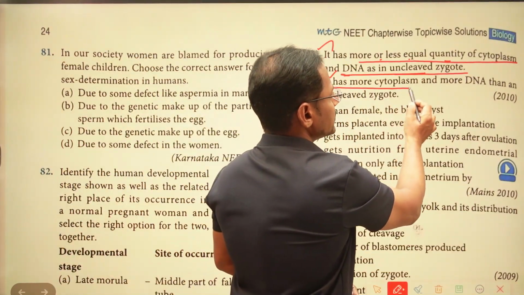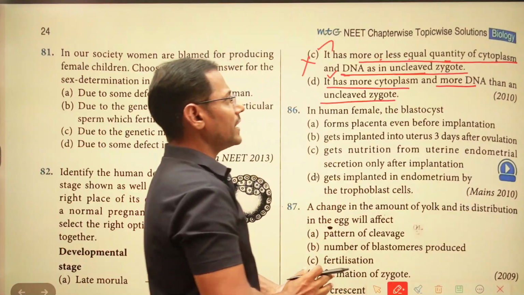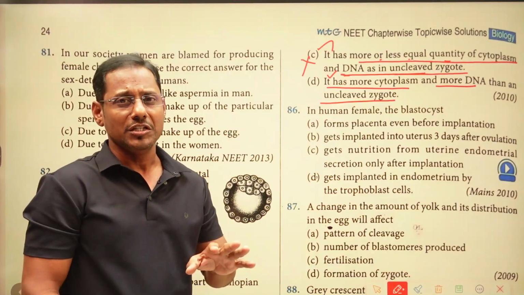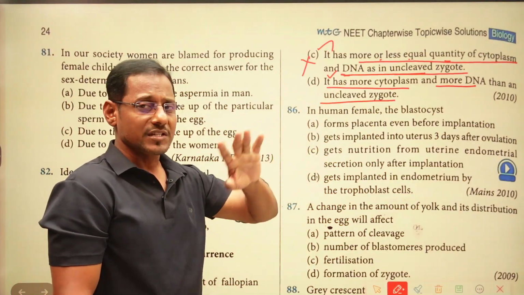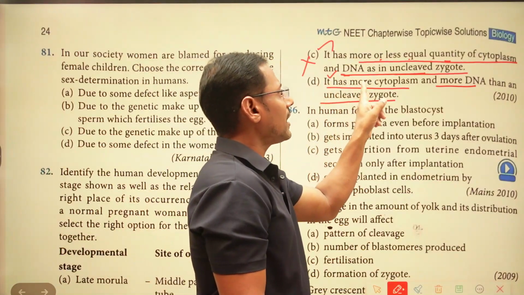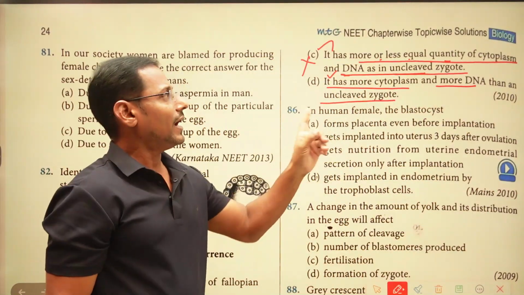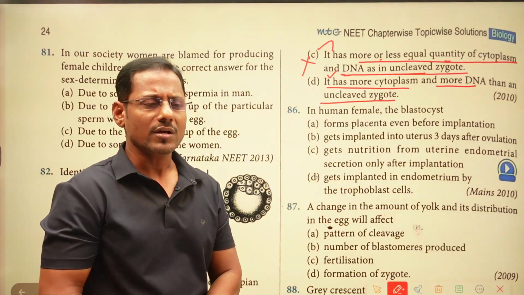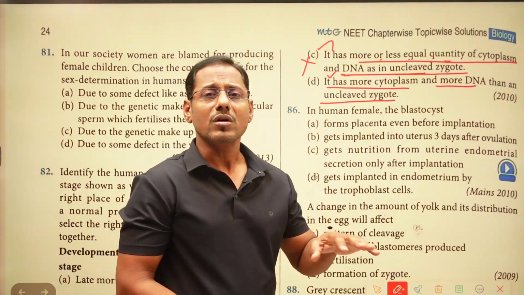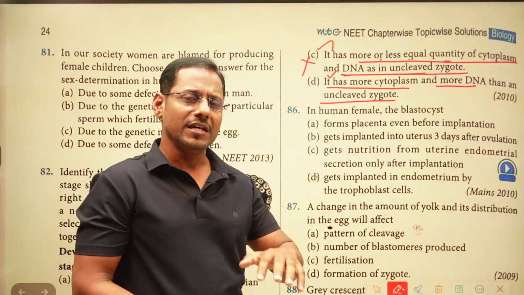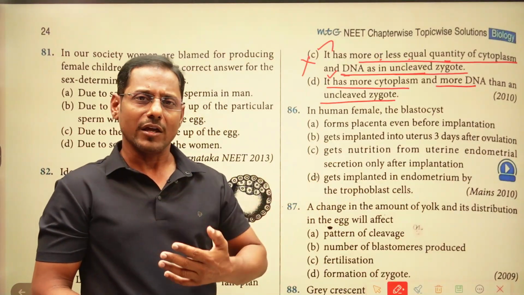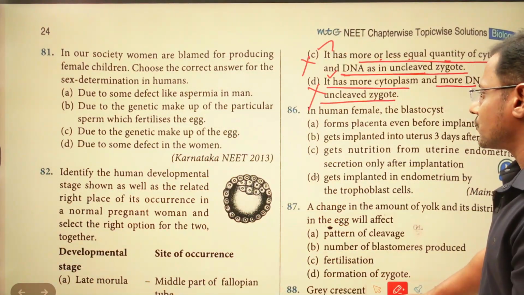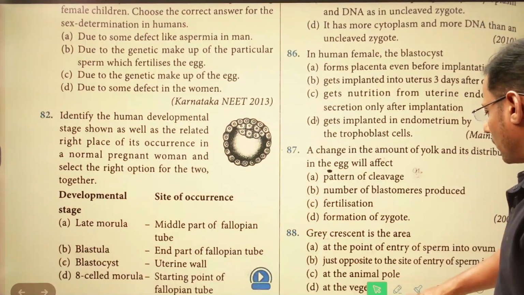It has more cytoplasm and more DNA than an uncleaved zygote. Here we do not see any change in the quantity of the cytoplasm, but the statement says the morula has more cytoplasm and more DNA than the uncleaved zygote. This is also a wrong statement, because the quantity of the cytoplasm is maintained constantly, whereas the quantity of the DNA becomes more and more when comparing with the zygote in the case of the morula, right? So ultimately, answer A is right. The correct answer is A, the first one.